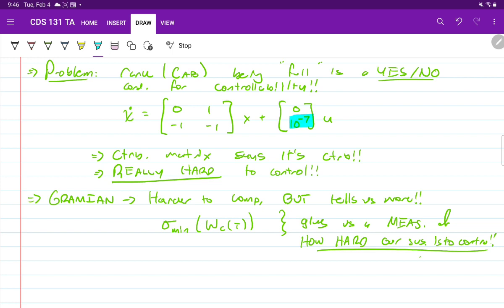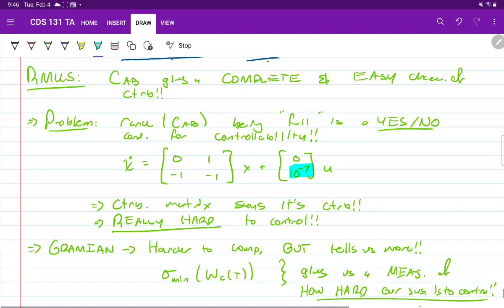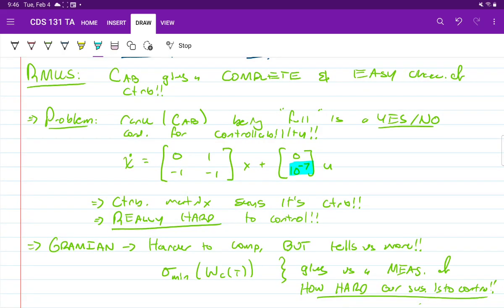Where our system is going to be really hard to control, okay? So the controllability matrix gives us an easy test, but it's a yes or no test, all right? On the other hand, the Gramian is harder to compute, but it carries much, much more information, and it actually tells us a degree of controllability, all right? How easy or hard our system is to control.